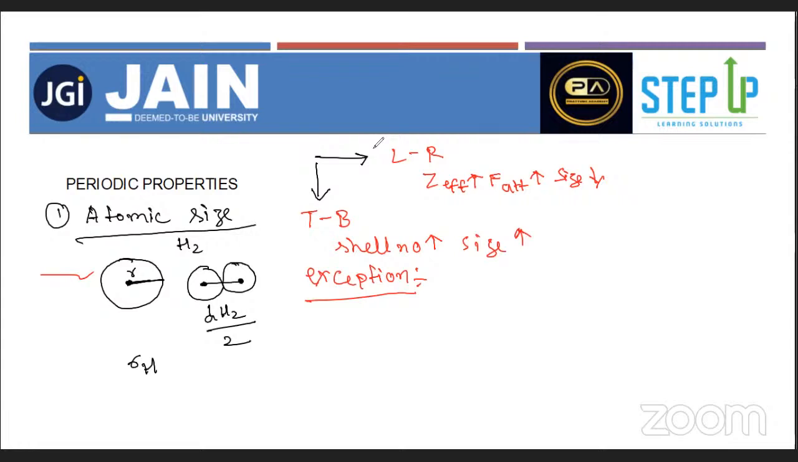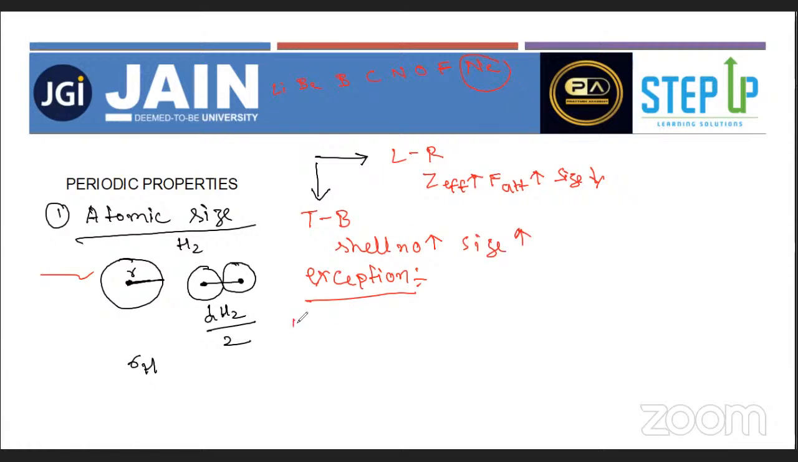Okay. Exception is what? Now, what I'm saying is, if I'm taking a group, for example, I'll take it here, I'm talking about lithium. After lithium, I go to beryllium, then boron, then carbon, then nitrogen, then oxygen, then fluorine, and then neon. Now, what I said is, if I'm moving from left to right, Z effective increases, force of attraction increases, size is decreasing. But this is an exception in a particular period, and I'm talking about a particular period.